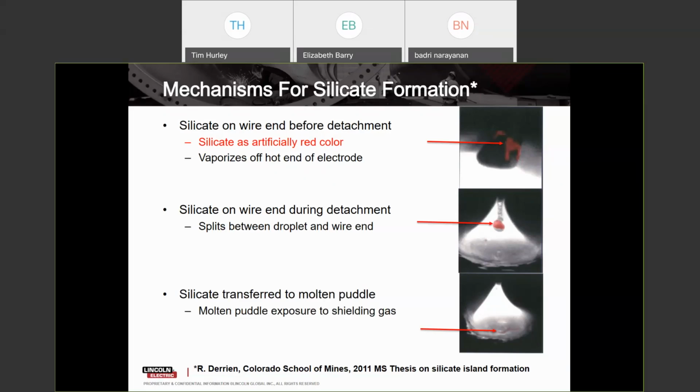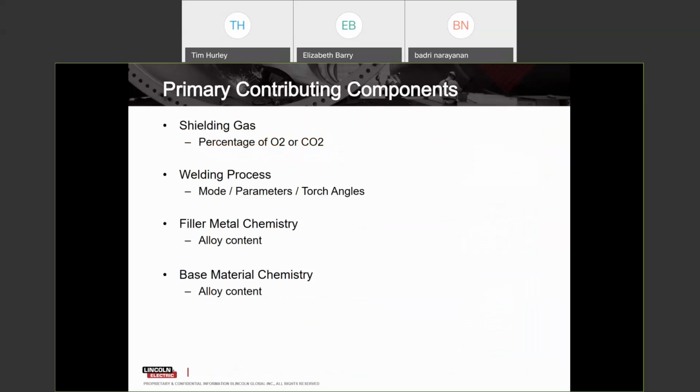That weld puddle or molten pool being exposed to the shielding gas is also another source to attach itself to the oxygen. So there are really four components that are the primary contributors to the silicate formation: shielding gas and the percentage of either oxygen or CO2. We're going to look at the welding process itself. So what parameters do we run? What kind of modes can we use? What can we do from a torch angle standpoint?